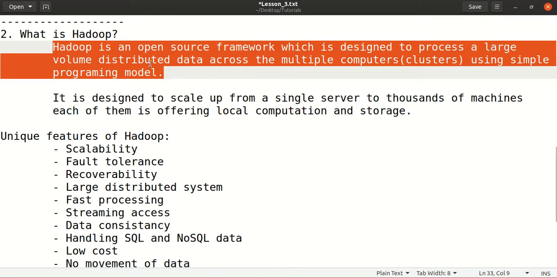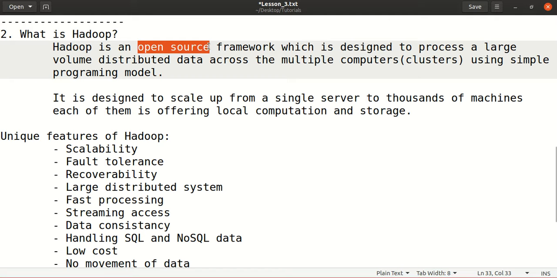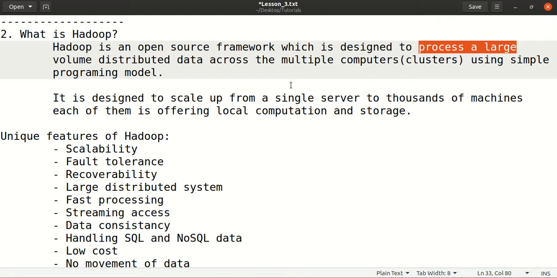First difference is here, it is open source, it is free of cost. The second thing is, it is actually designed to process a large volume of data. If we have a huge amount of data, in terms of terabytes, exabytes, maybe zettabytes, that cannot be handled efficiently by a normal distributed file system, it is better to use the Hadoop environment or Hadoop file system.